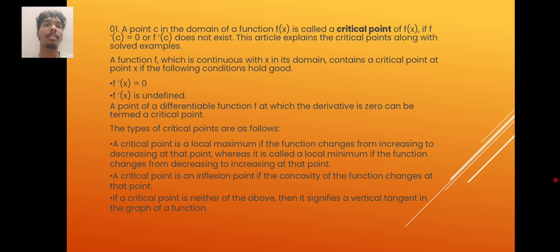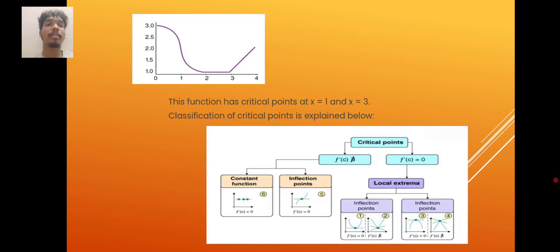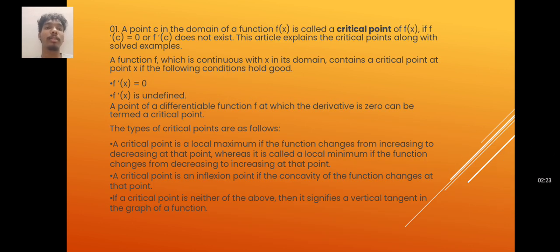A point c in the domain of a function f(x) is called a critical point of f(x) if f'(c) is 0 or f'(c) does not exist. This article explains the critical points along with solved examples. Let us see the first one's explanation.